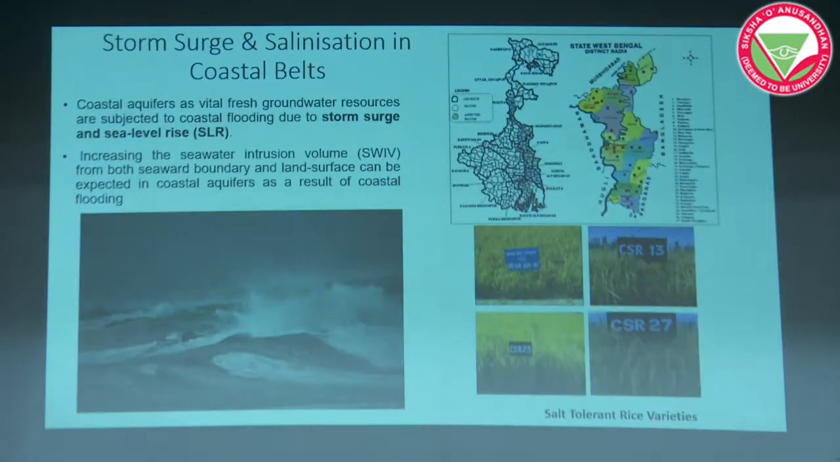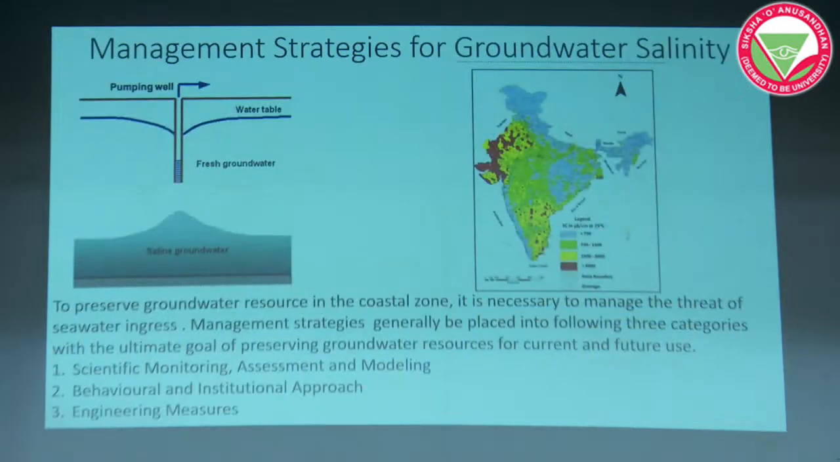Now, another very interesting thing is that we cannot use coastal land because of storm surge, which causes salinization. But a lot of adaptation and mitigation is ongoing. Under the NICRA project, they have developed some salt-tolerant crops. Also, there are some measures by which groundwater can be reclaimed.